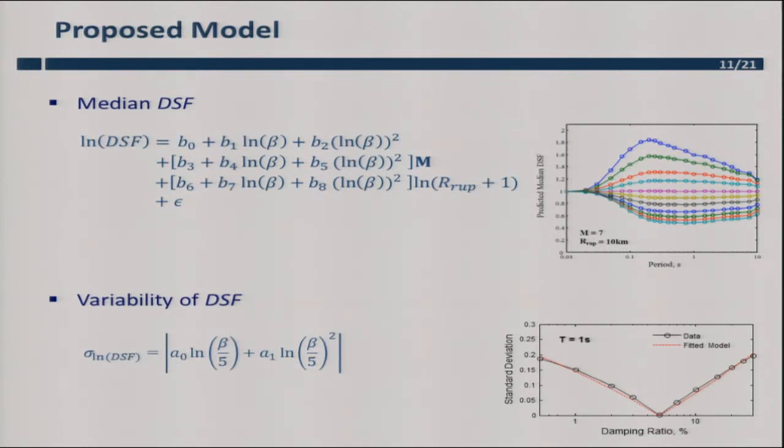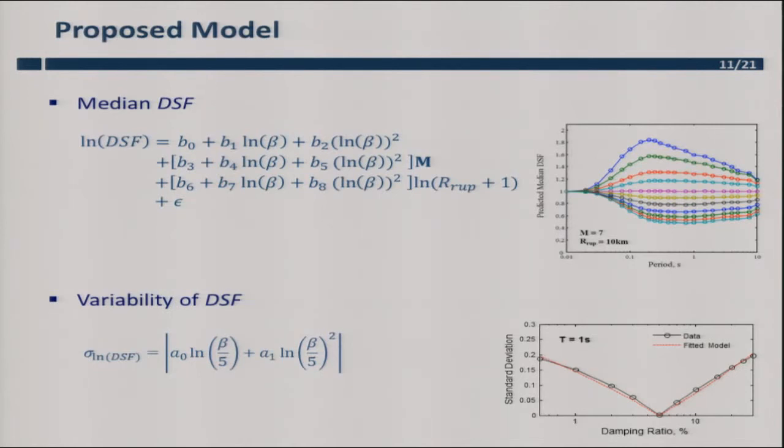We also developed a model for the logarithmic standard deviation that you see on the bottom. It has two parameters, A0 and A1, and it depends on the damping ratio. An example of the standard deviation is shown on the bottom figure at a period of 1 second. As you expect, the standard deviation is 0 at 5% damping ratio, which is that division by 5 in the formula. And it increases as you deviate from 5% to a maximum of about 0.2. This number is almost consistent in all periods.